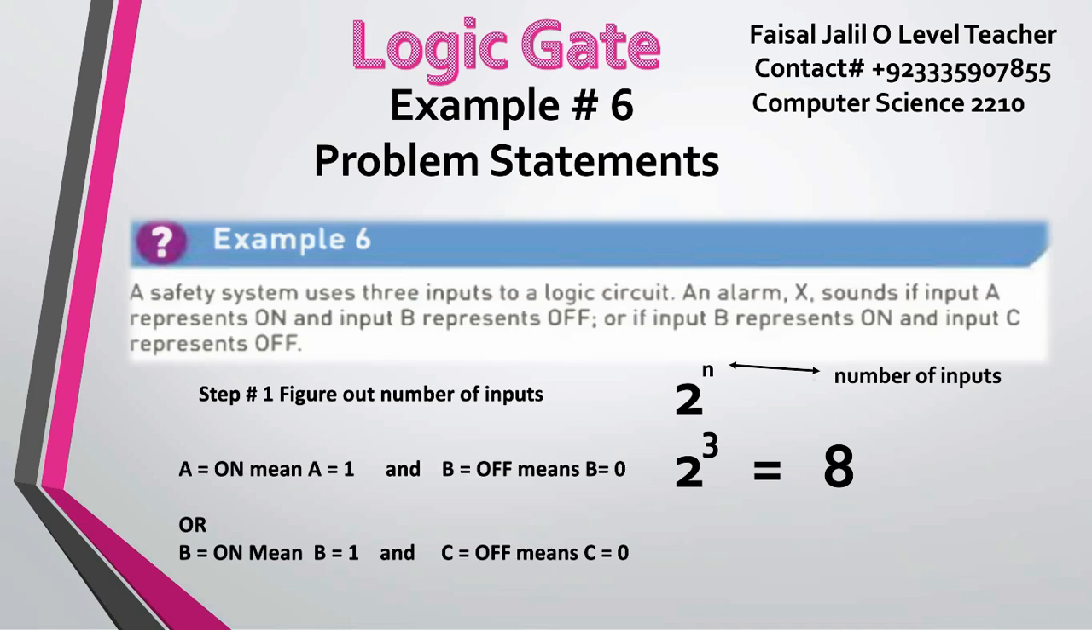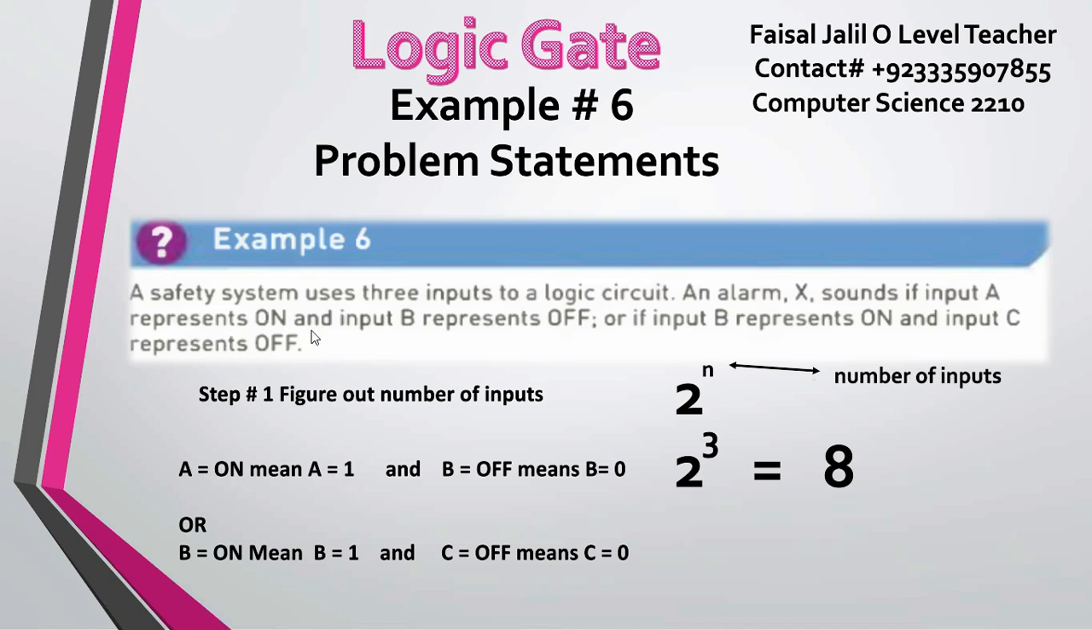Okay, next part is we have to extract our data. I've explained this earlier. A is equal to 1. So look here. If input A represents on, I have just mentioned here A is equal to 1. Any confusion at this step? On means 1.